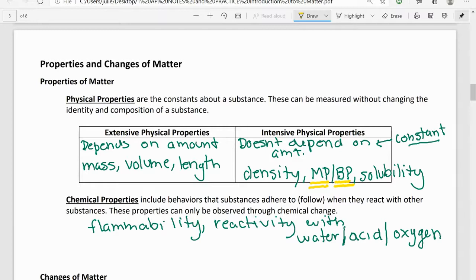Our chemical properties are ones that really just focus in on how do they react with other substances. So this would be observed through an actual chemical change. So chemical properties would be its flammability. Is it reactive with water, or acid, or maybe oxygen? Those would all be examples of your chemical properties.